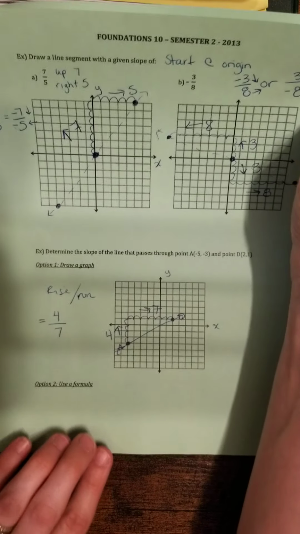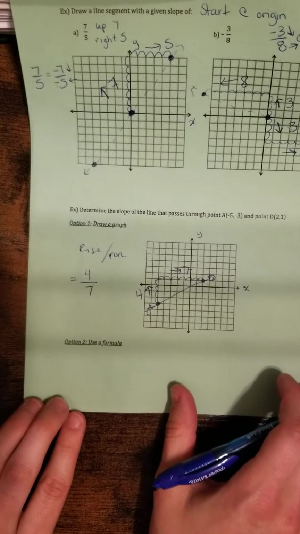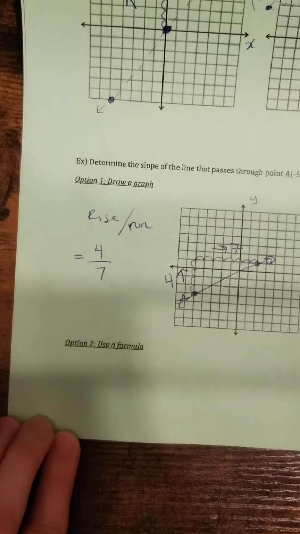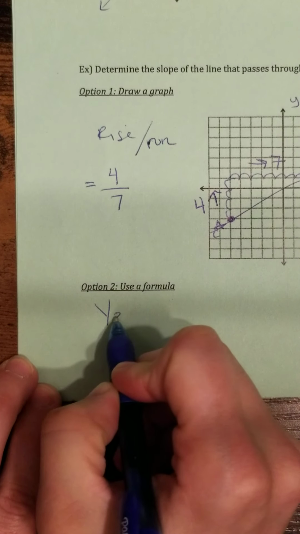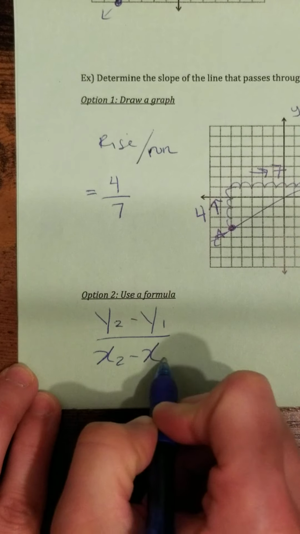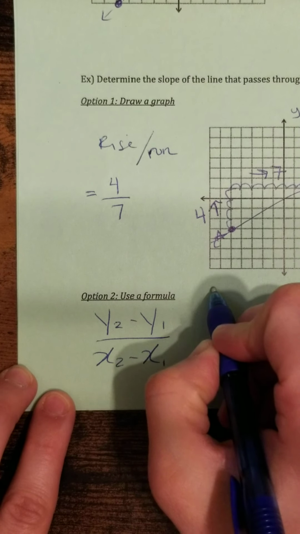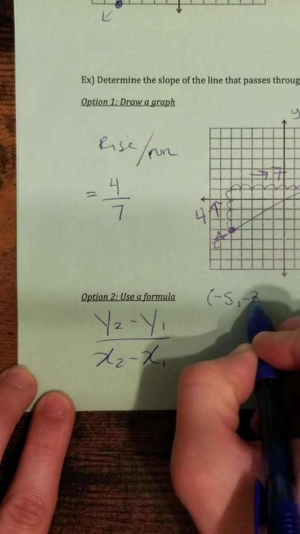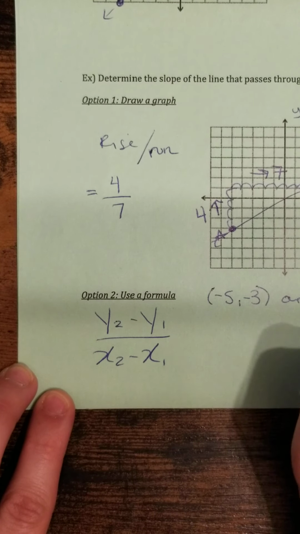If you don't like drawing graphs, there is another option for you to use a formula. Now I'm going to zoom in here. So the formula is as follows: y2 minus y1 over x2 minus x1. And I'll explain what that means. So I'm just going to write down the 2 points we have here. So remember, our 2 points were -5, -3, and 2, 1.